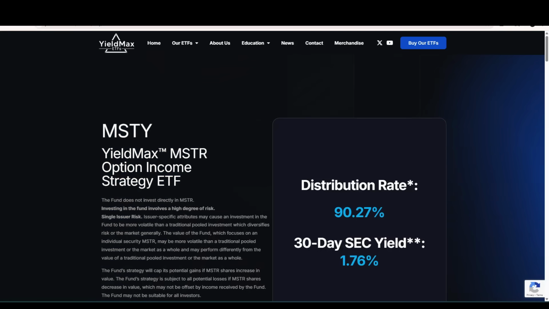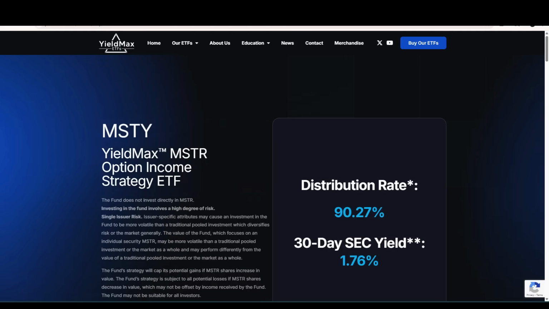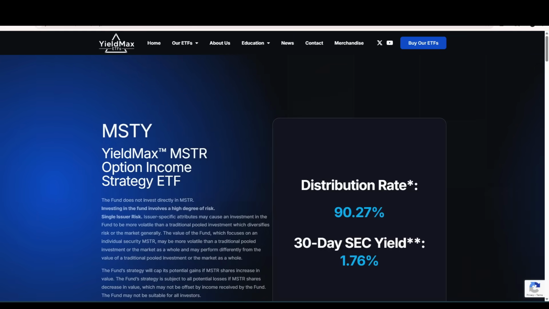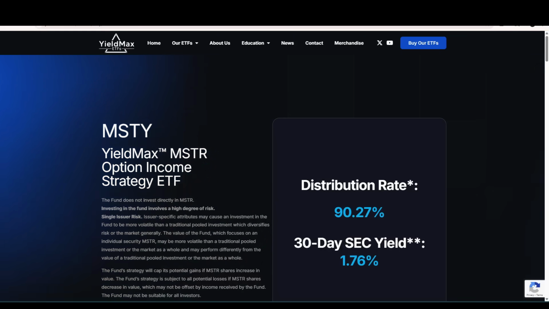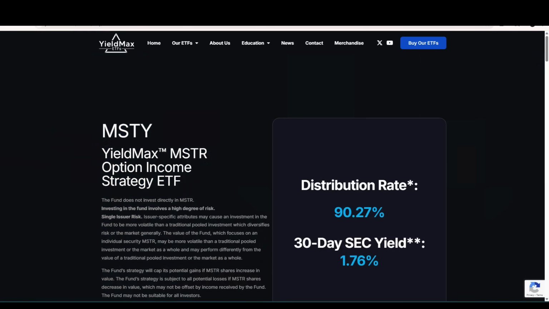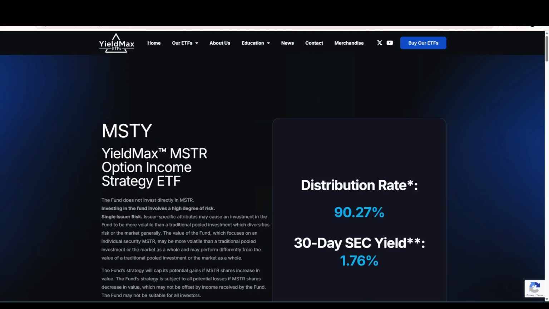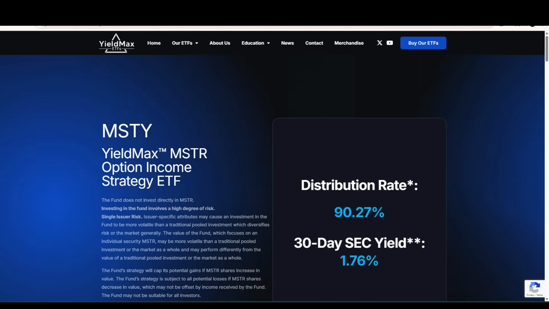So Bitcoin had a pullback earlier today, but it looks like it's starting to recover nicely. Let's take a look at MSTY, and I also want to take a look at PLTY to see if we're getting close to that cross on that MACD.